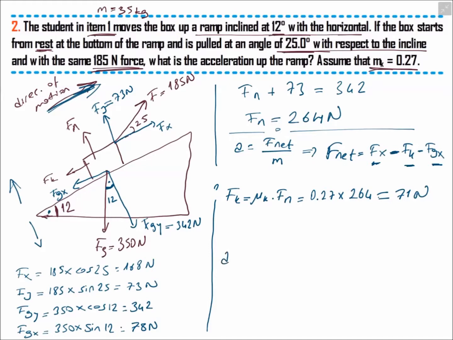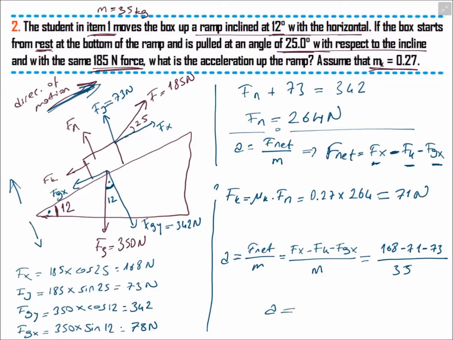So all the givens I will substitute in the formula. Acceleration equals F net over mass, and F net equals Fx minus Fk minus Fgx, over mass. Fx is 168, minus Fk which is 71, minus Fgx which is 78, over mass which is 35 kilograms. So acceleration is going to be 0.7 meters per second squared.